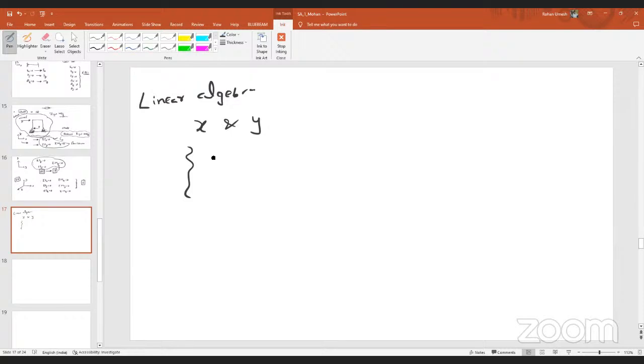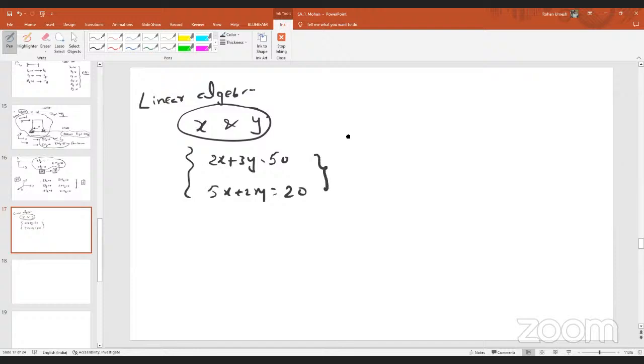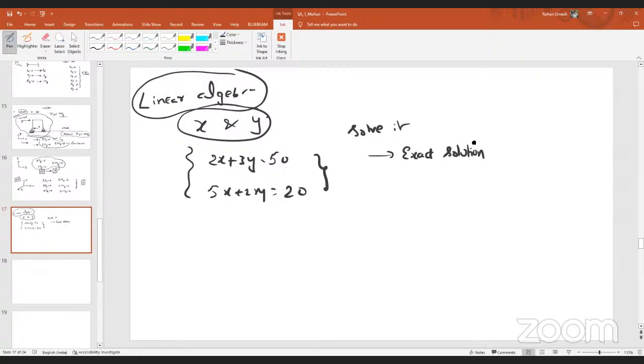They can be in terms of x and y, like 2x plus 3y equal to 50, or 5x plus 2y is equal to 20. Right? So if you are having two unknowns and two equations, can you solve it or not? Yes, sir. Possible. So in the terms of linear algebra, I can say exact solution is possible. You guys might have remembered exact solution, infinite number of solutions, or solution is not possible.